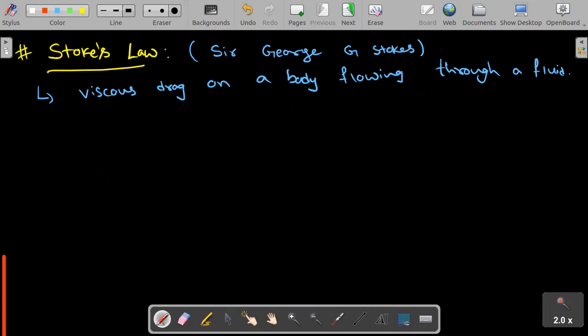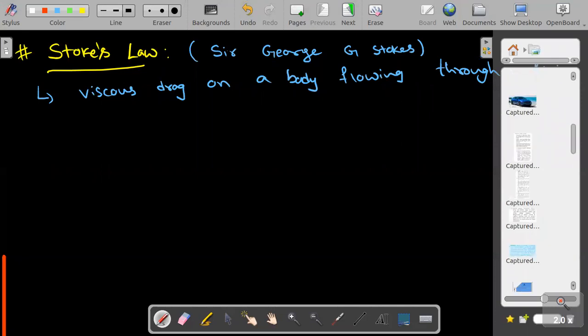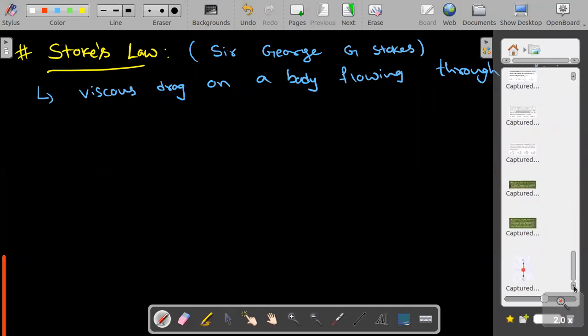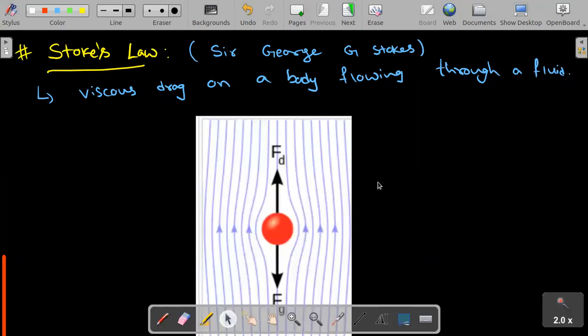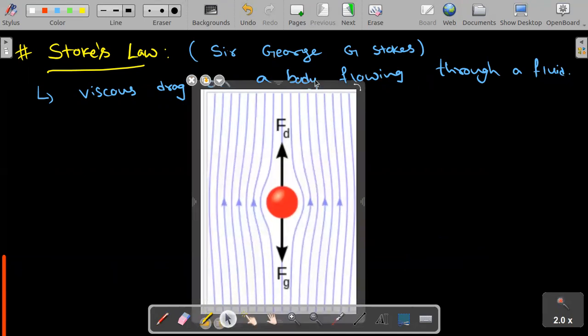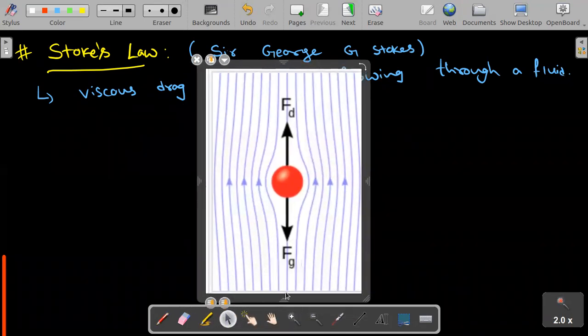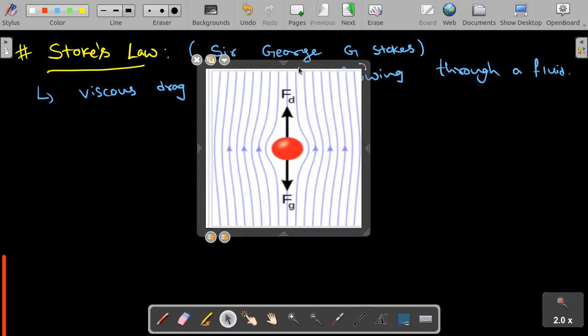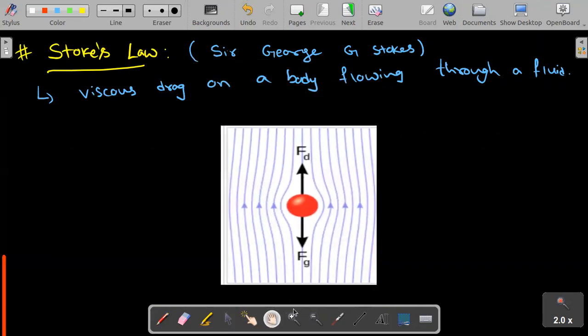Now before moving ahead, I would like to share one picture with you. I hope it's relevant to this discussion. Let me resize it a bit. Okay.